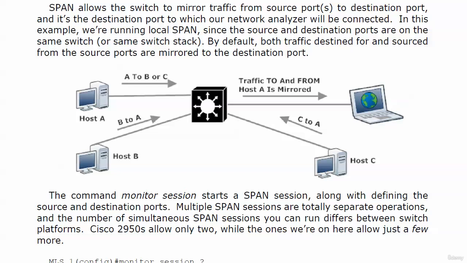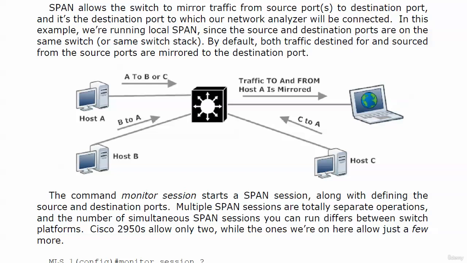What we're running here is called local span. The source and destination ports are on the same switch or the same logical switch stack. We've talked about switch stacks in other videos, and if you make a logical switch stack out of multiple physical switches, of course, that is still considered local span. By default, both traffic destined for and sourced from the source span ports are mirrored to the destination port. Now, the command monitor session starts a span session along with defining the source and destination ports, and we're going to do some local span here in just a moment.